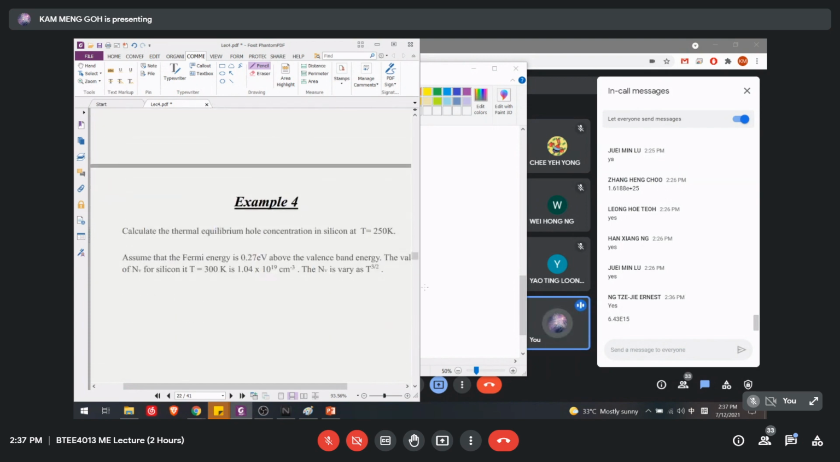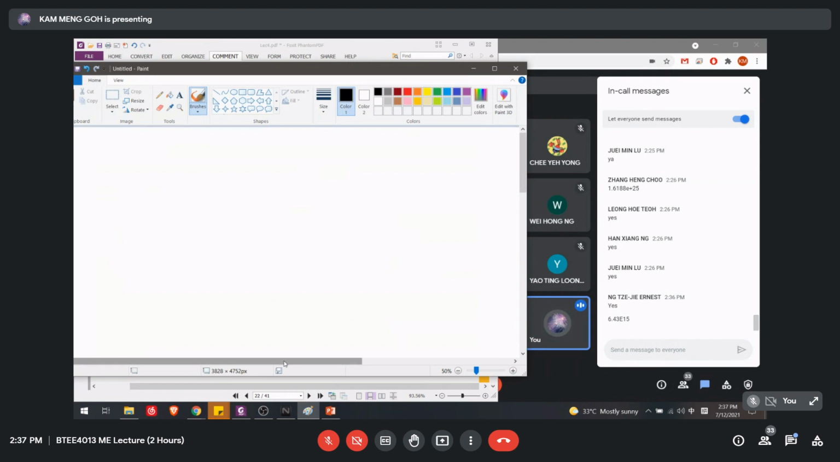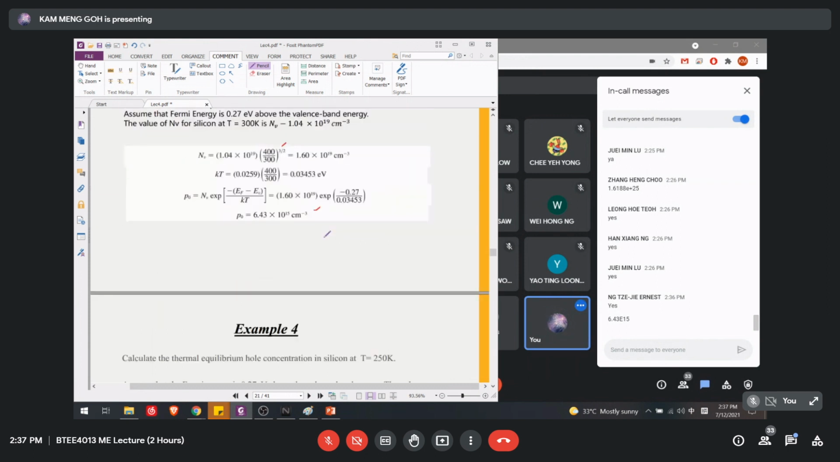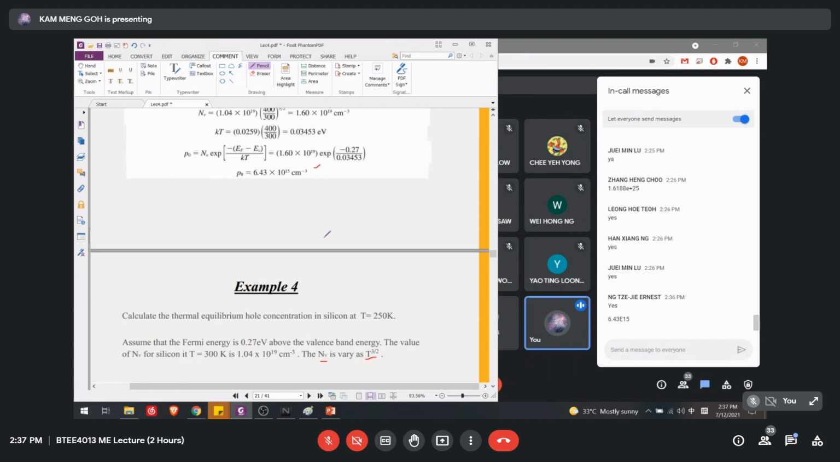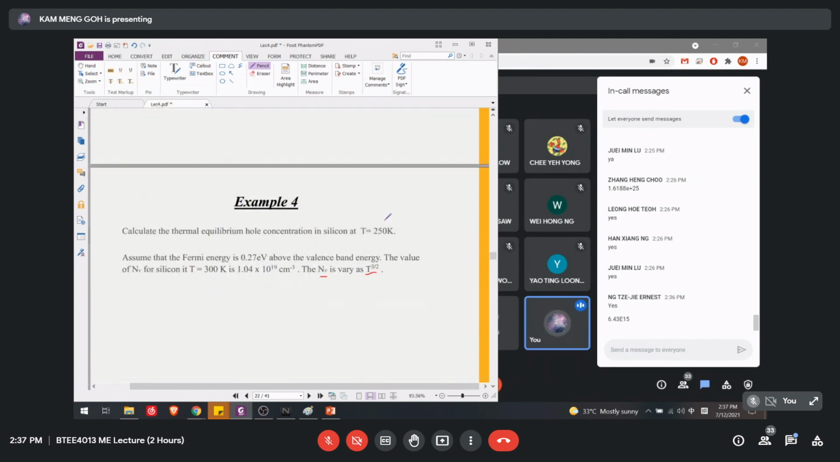So maybe let's try this example, example 4. Whenever you see that NV varies as T to the power 3 over 2, it's because of the formula that we used earlier, because it's to the power 3 over 2. So that's why it is written as T varying according to 3 over 2. Okay, let's try this. I believe the remaining values are all the same, just that right now it's only the temperature that changes.